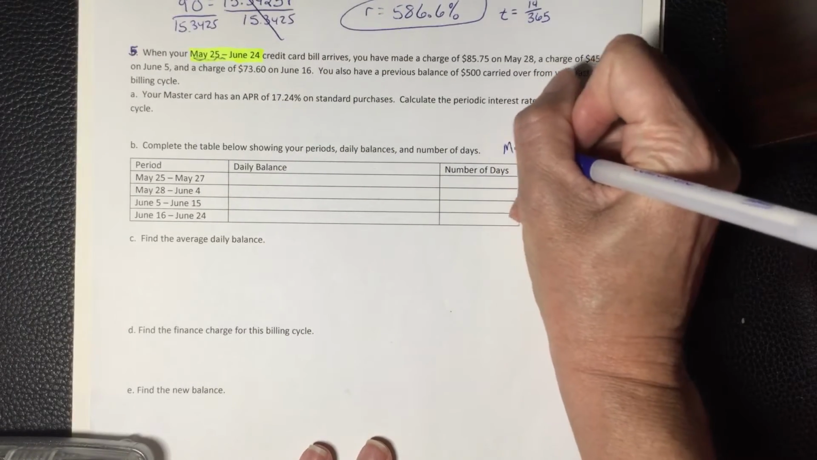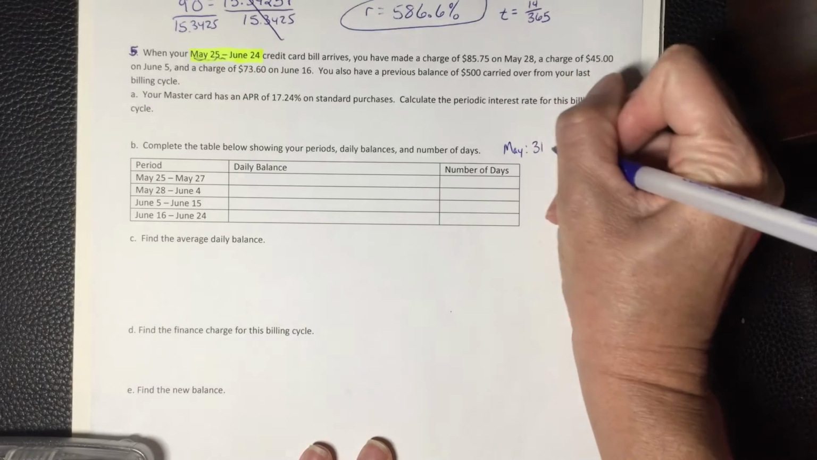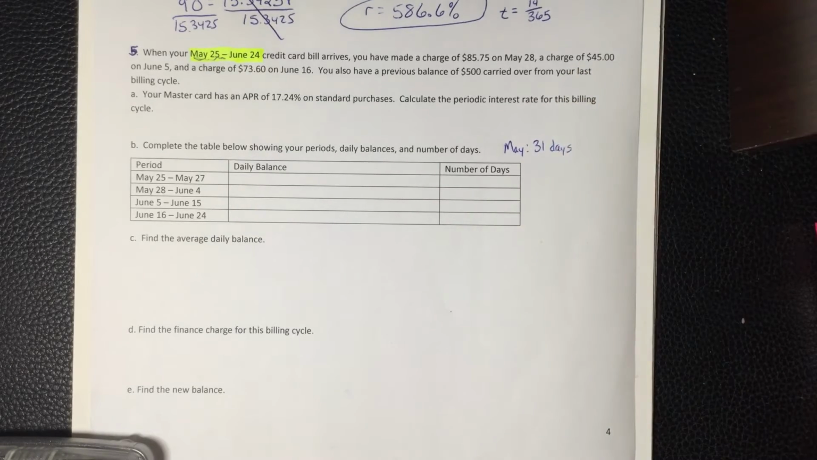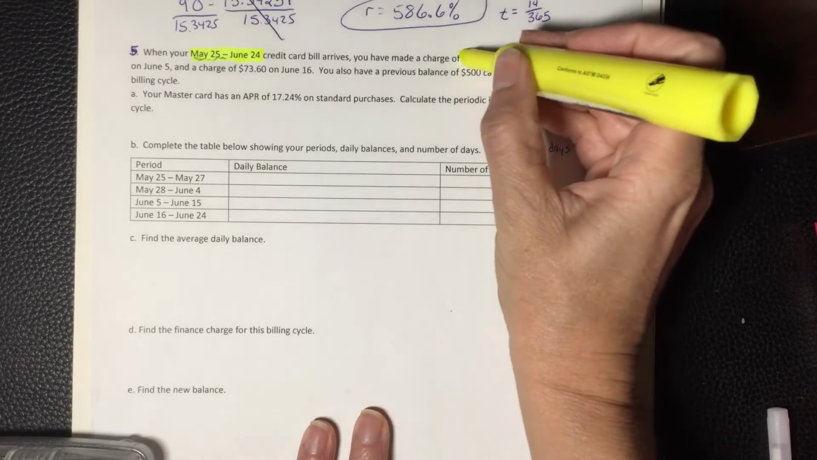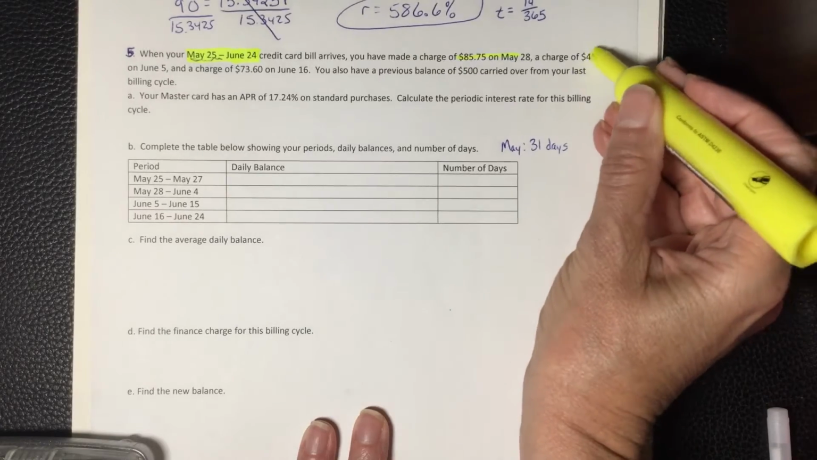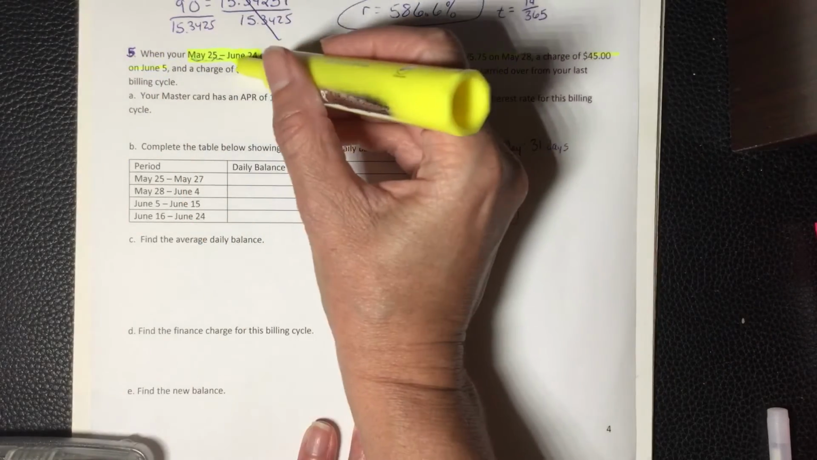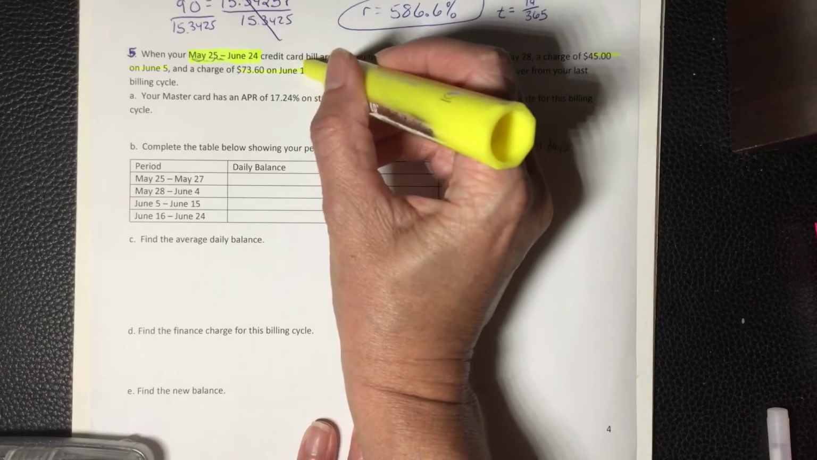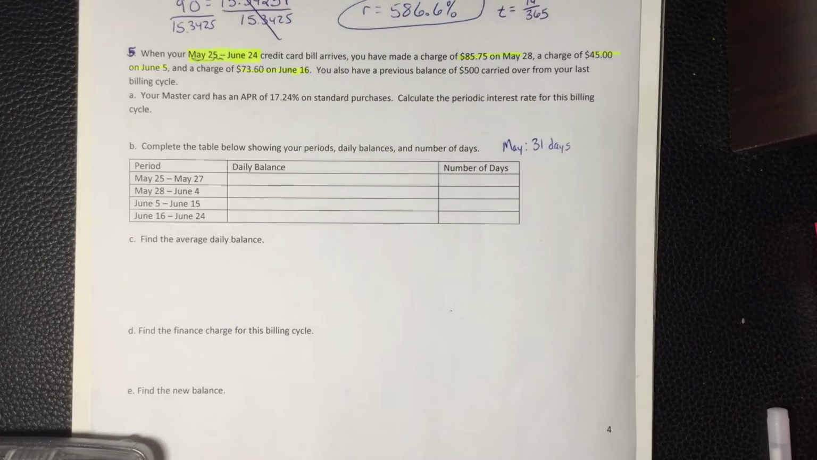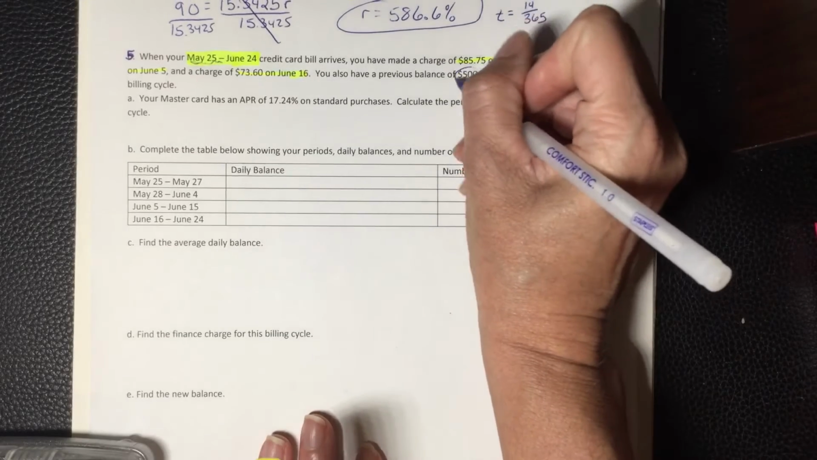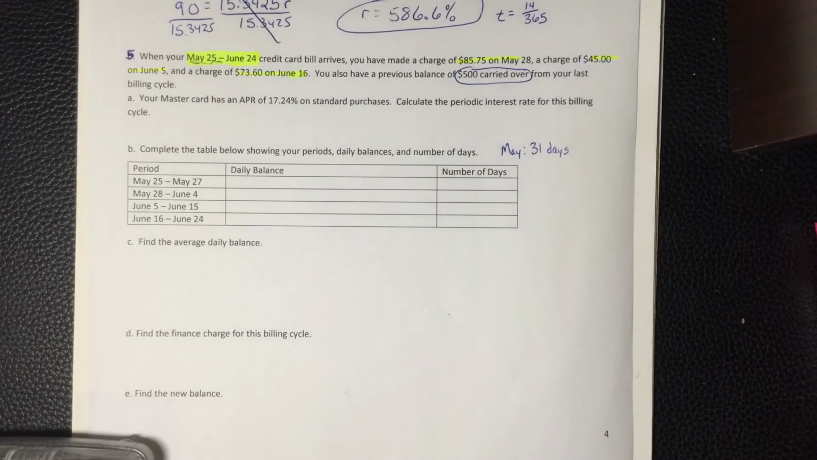So we know that May has 31 days. I'm going to write that down here. And so we should have 31 days in this billing cycle. So the charges you get when you get your bill: you have this charge on May 28th. We have a charge of $45 on June 5th and a charge of $73.60 on June 16th. You also had a previous balance of $500 carried over from your last billing cycle. So we're keeping it to just a couple of charges just to make this easier to do.